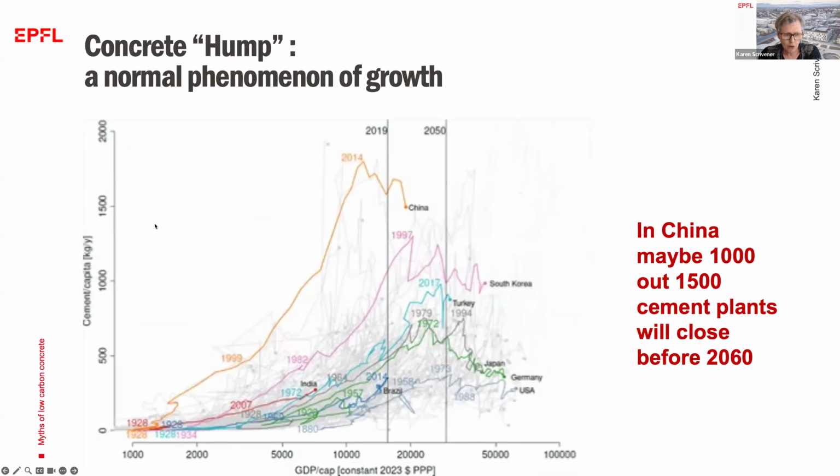Here we see for all different countries plotted the cement consumption per capita against GDP per capita. You see all countries go through this maximum. China went through a really high maximum, but it has already been coming down for over 10 years now. And even if China continues to increase its GDP per capita, its cement consumption is likely to go down dramatically. Maybe 1,000 out of 1,500 plants in China will close before 2060.